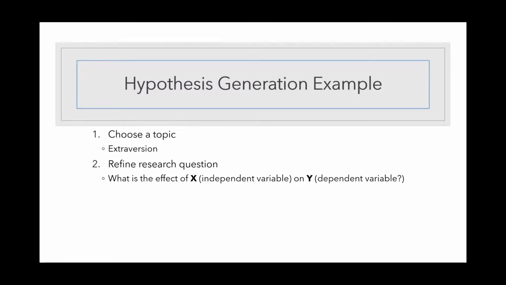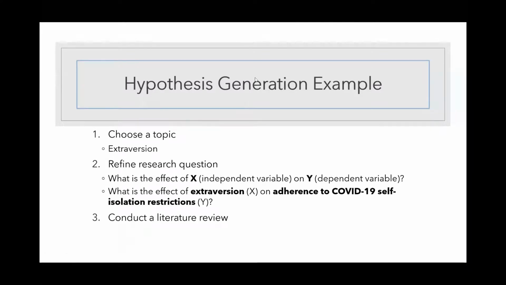Remember that research questions are questions about the relationship between 2 variables, an independent variable and an outcome or dependent variable. Okay, so since I'm interested in the general topic of extroversion, and I need to think of a research question that has 2 related variables, an independent and a dependent, I might land on the research question, what is the effect of extroversion, or my independent variable, on adherence to COVID-19 self-isolation restrictions? That's Y, my dependent variable.